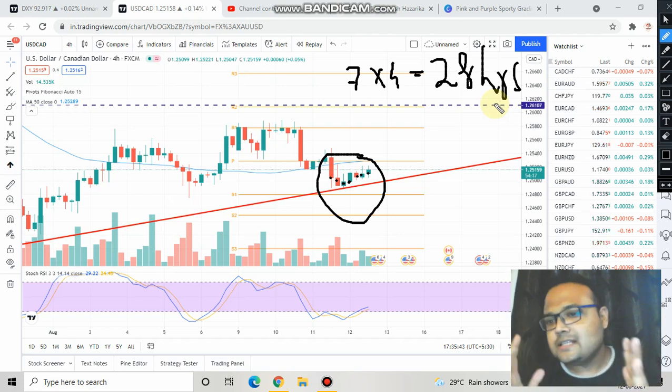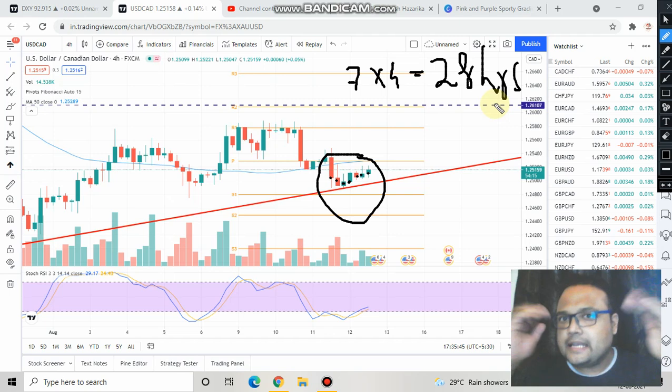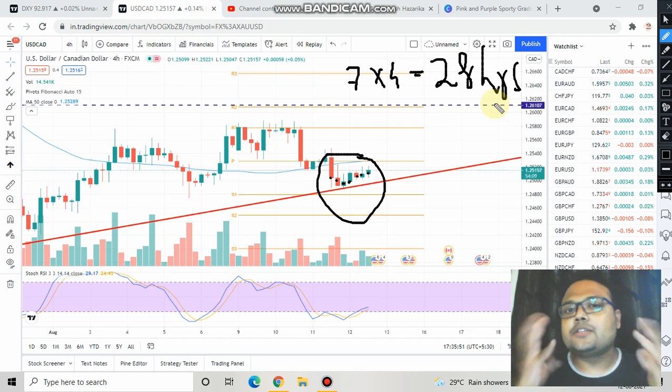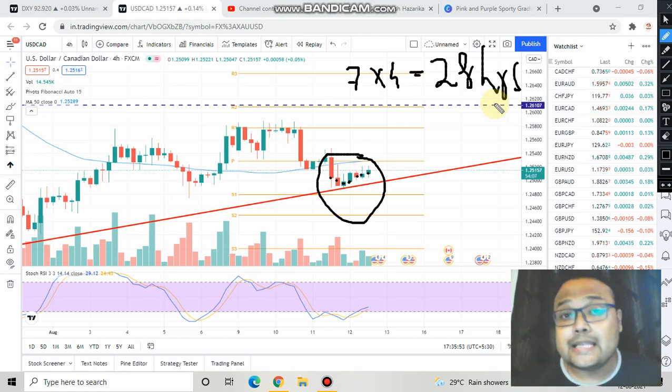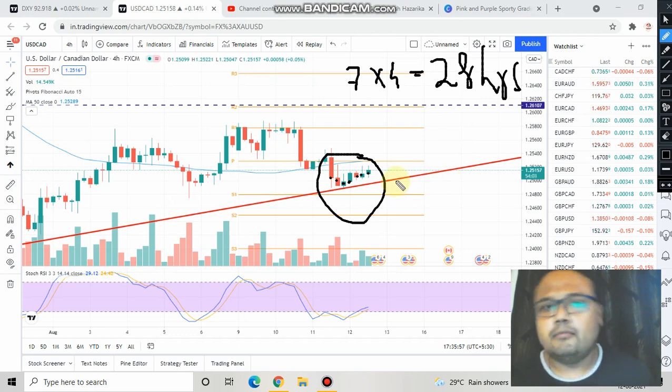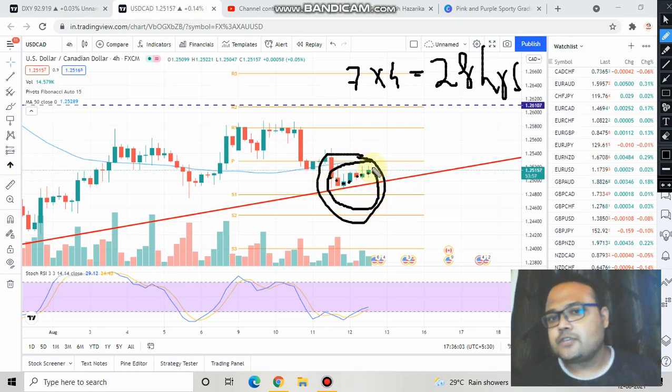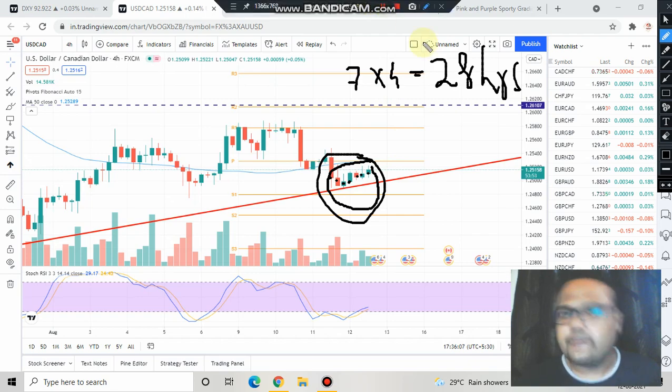And the reason is that though market is standing at support, but still buyers do not have the strength. Buyers do not have the required strength to take the price upward. As a result, they are just standing here. They have the strength to respect the support, but they do not have the strength to take the price upward. And this is a very serious matter here.